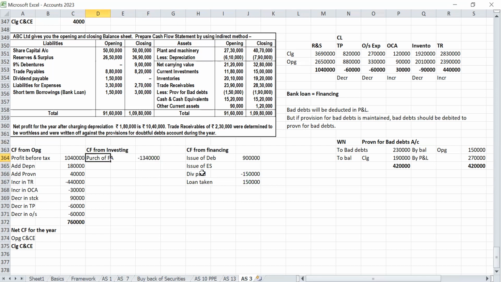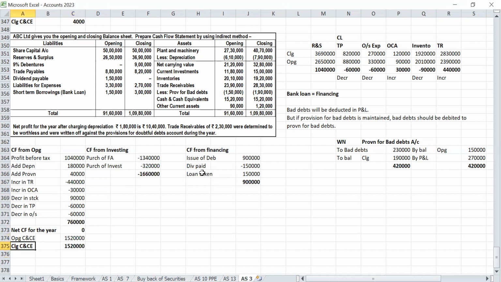Then current investment increases, sir. So purchase of investment, minus. 15 minus 11,50,000, 3,20,000. Correct? Yes, sir. Purchase of investments. Then inventory, trade receivable, provision, current assets, everything is different. Equity shares, no change. So here the total is this. The net cash flow for the year is this, plus 0. Correct, sir. Opening and closing will be the same. Okay.